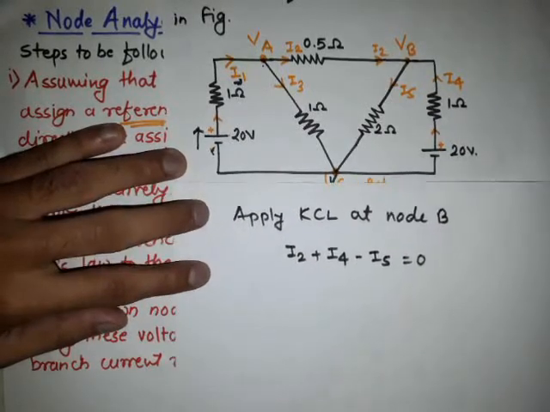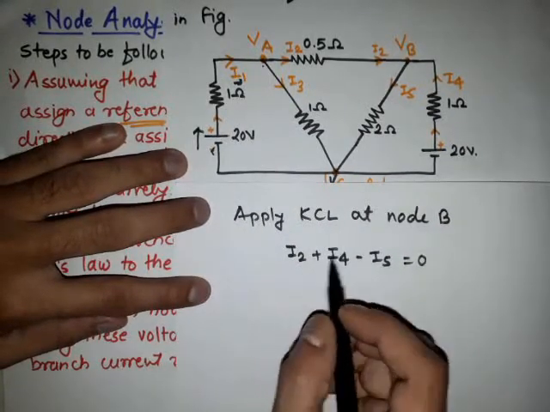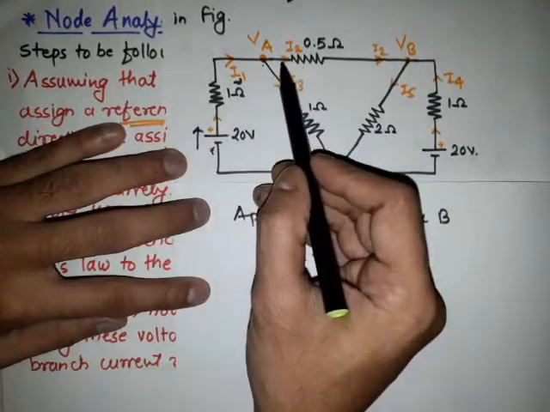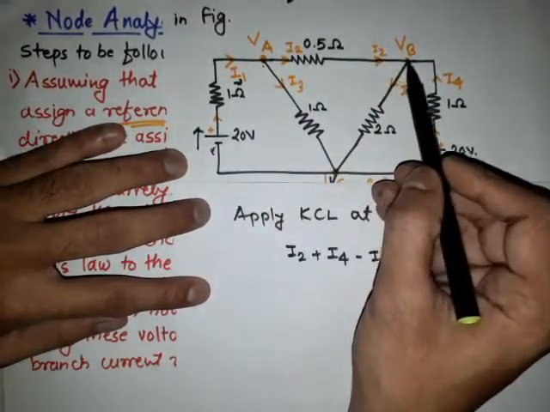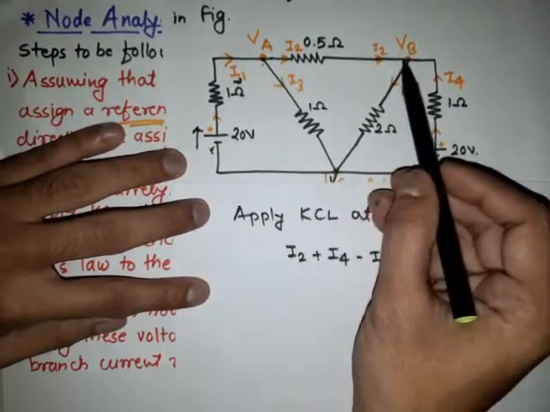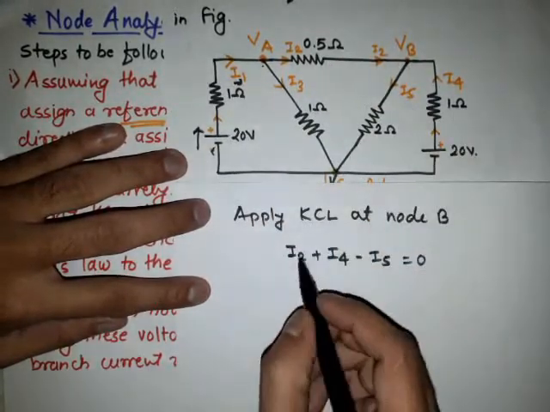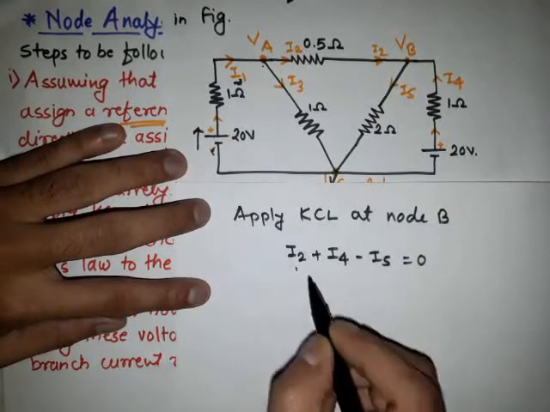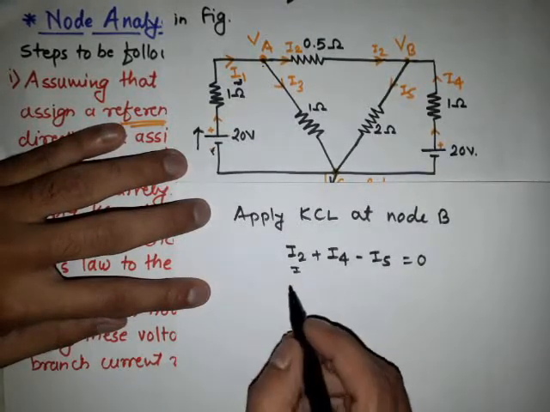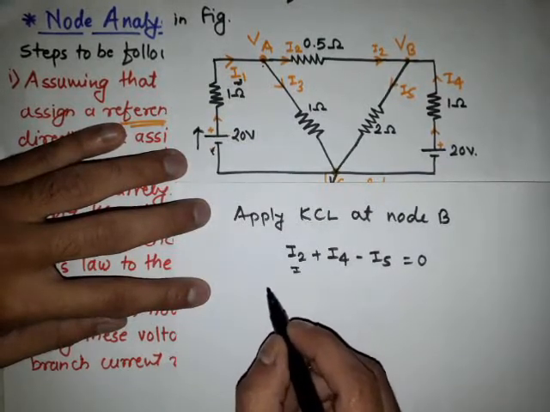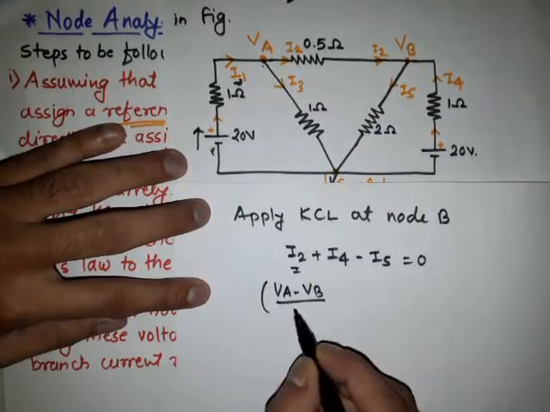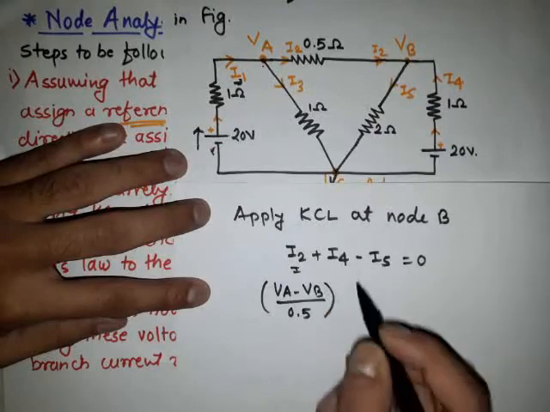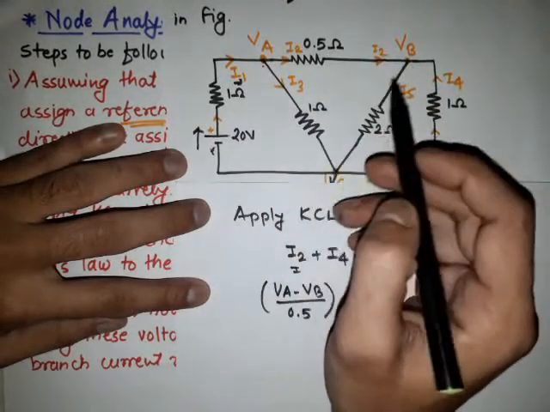Then we are applying the different conditions. See here, the I2 current is flowing from node A to node B. So it is initial voltage minus final voltage divided by the resistance. So the equation for I2 is VA minus VB divided by 0.5.